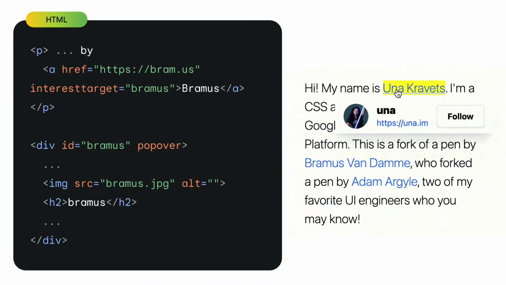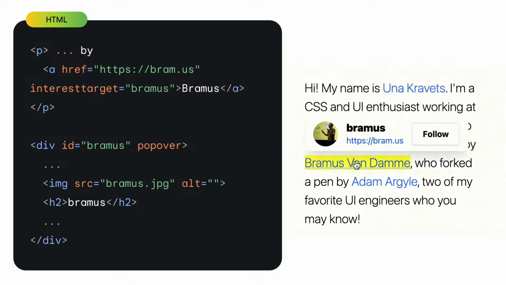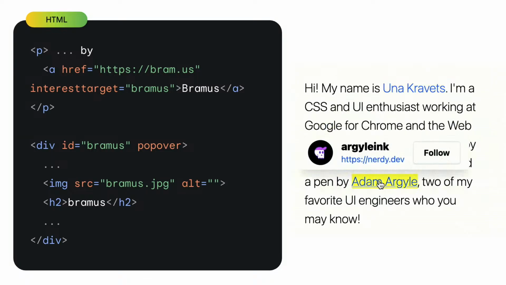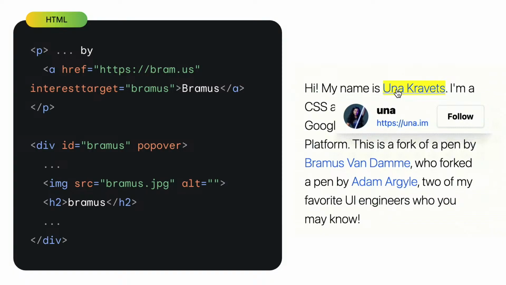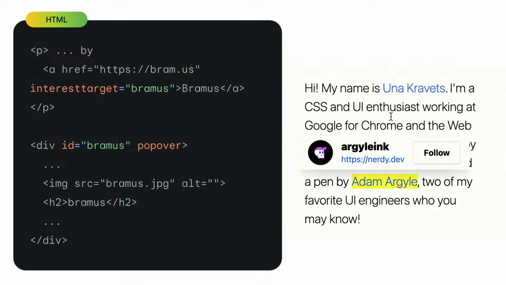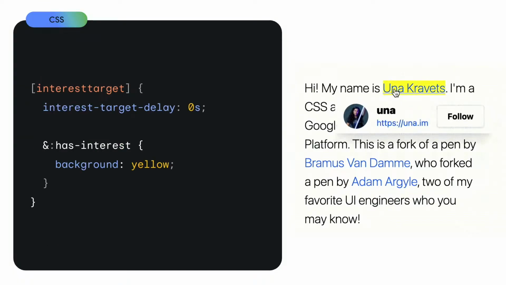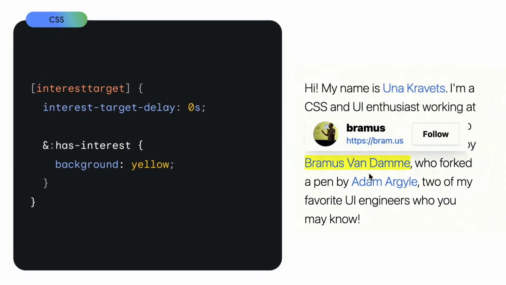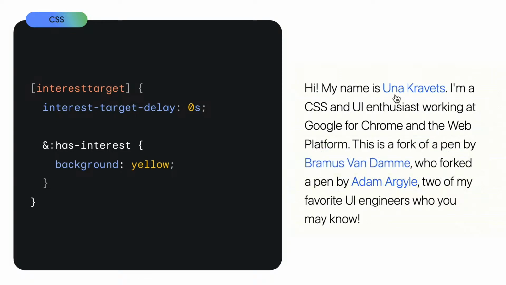As I just mentioned, one unique feature of interest targets is that they can be placed on links, not only buttons, like regular popover invokers. So here we have some links that reference the different popovers, again, by ID. And you have full styling control over this popover. You can even adjust these entry and exit delays.